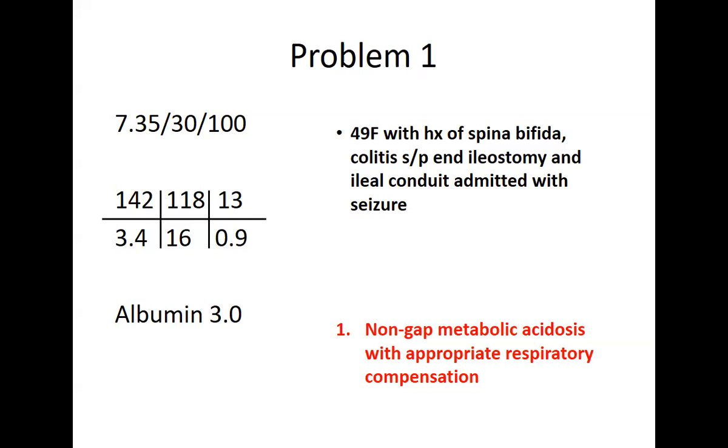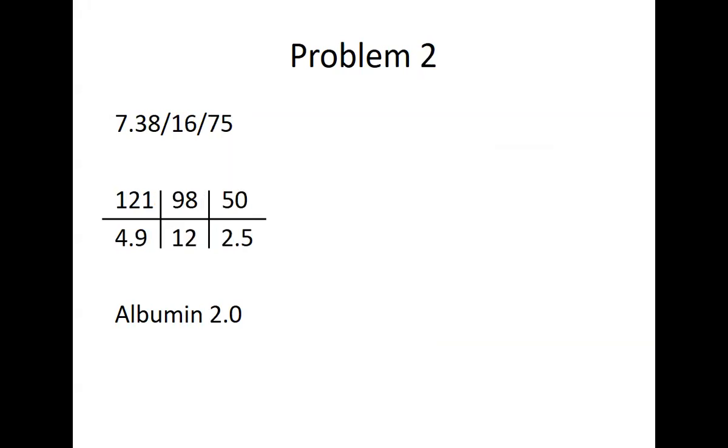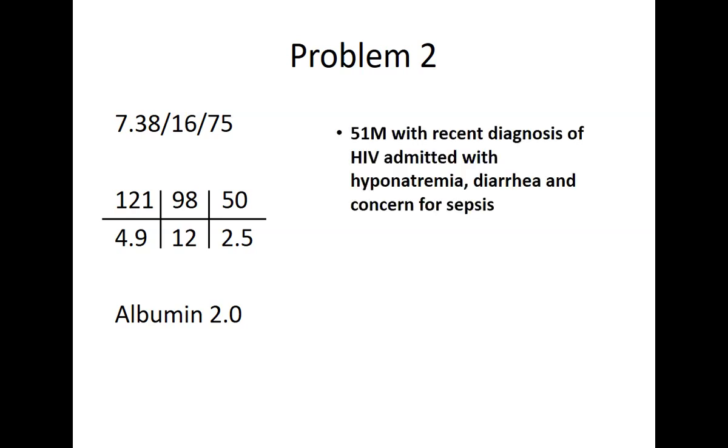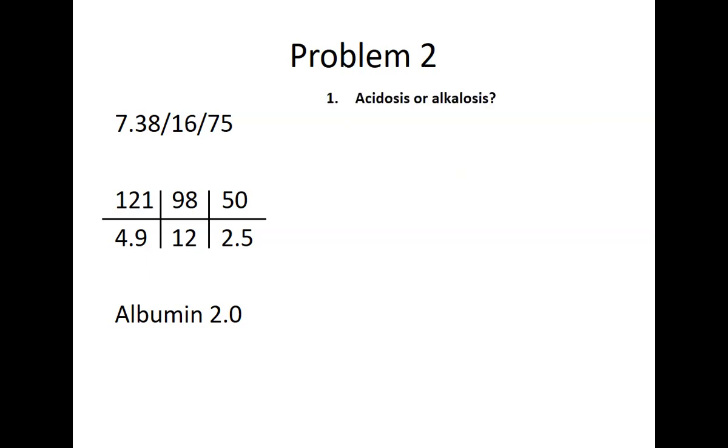Good? Okay. Next problem. This is a little bit tricky. 7.38, 16, 75 is her ABG, or his ABG. He's 51, diagnosed with HIV, admitted with hyponatremia with a sodium of 121, diarrhea, concern for sepsis. That is a nasty looking BMP, right? So 121, serum bicarb down to 12, albumin of 2. So what do you think?